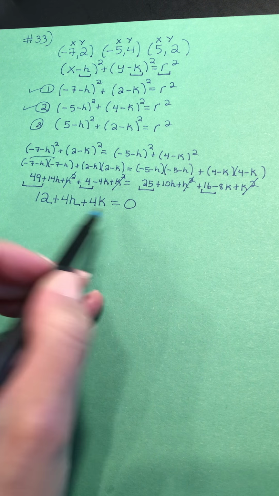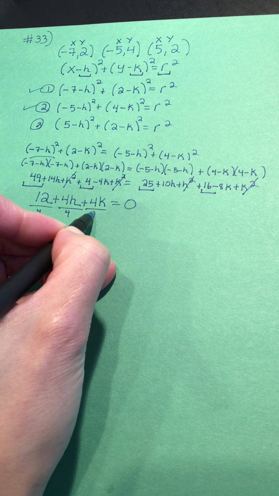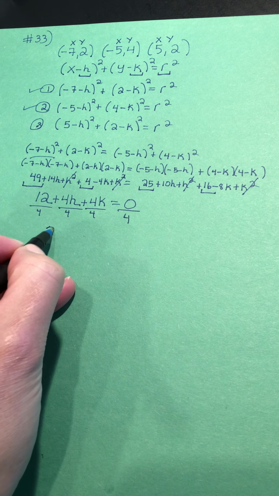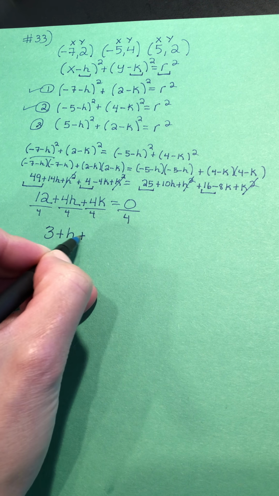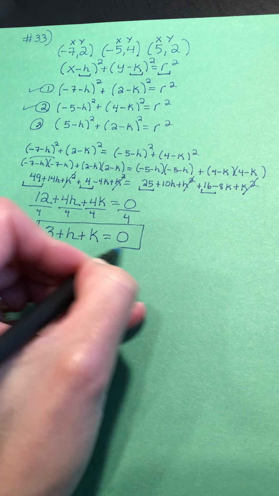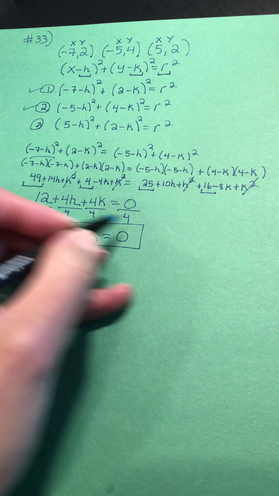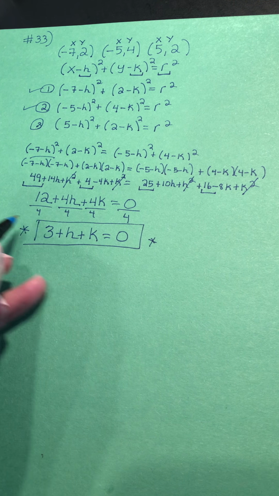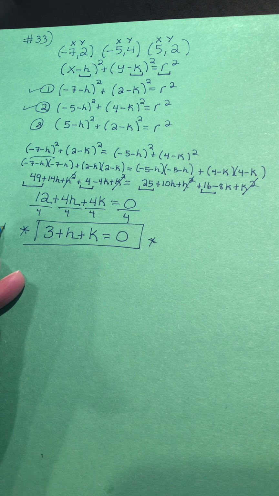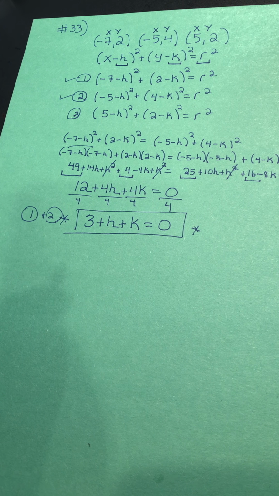And what I can do with this equation is divide every term by a 4 just to make it easier. Okay, and I'm now going to have 3 plus h plus k equals 0. All right, and this is one equation with two unknowns. So this needs a friend. Now, to get this equation, we used equations 1 and 2, okay? So what that means is we must use equation 3 next.